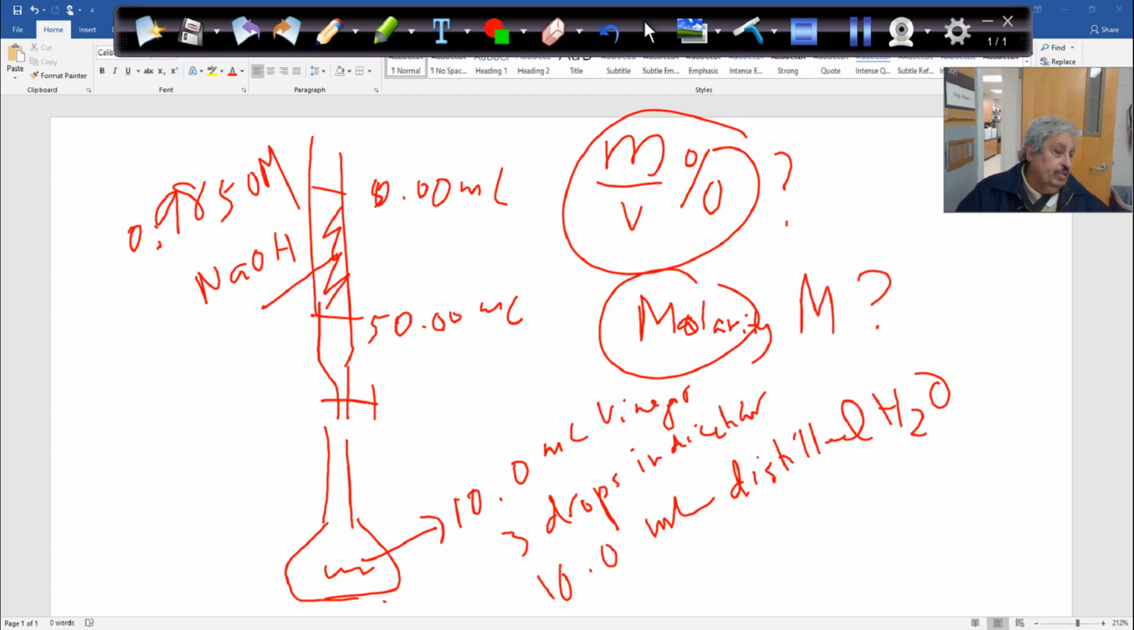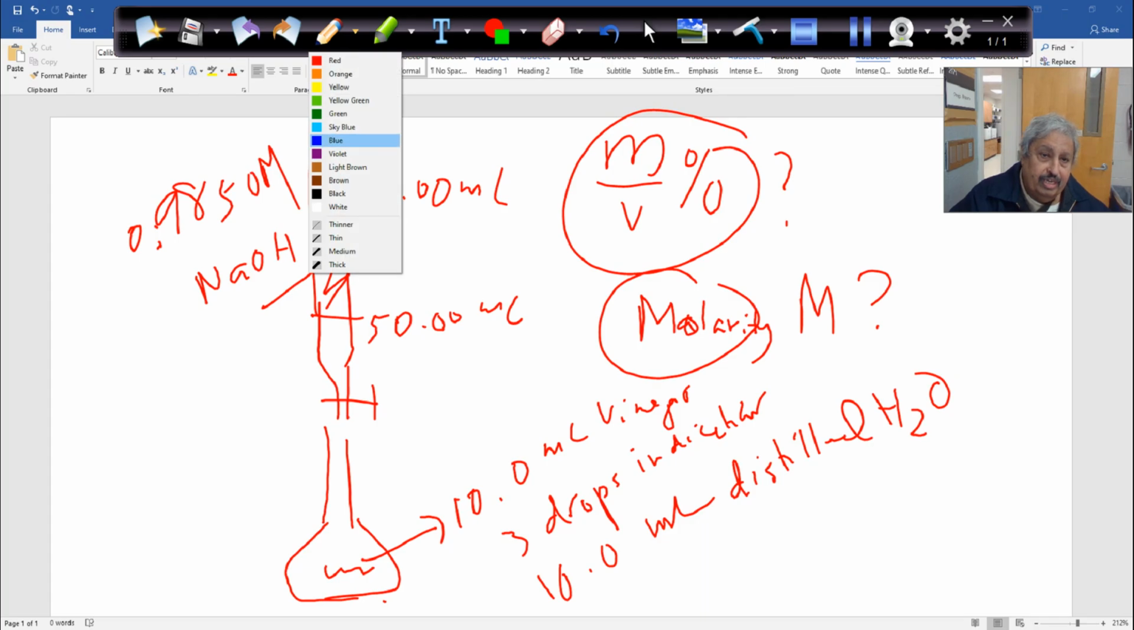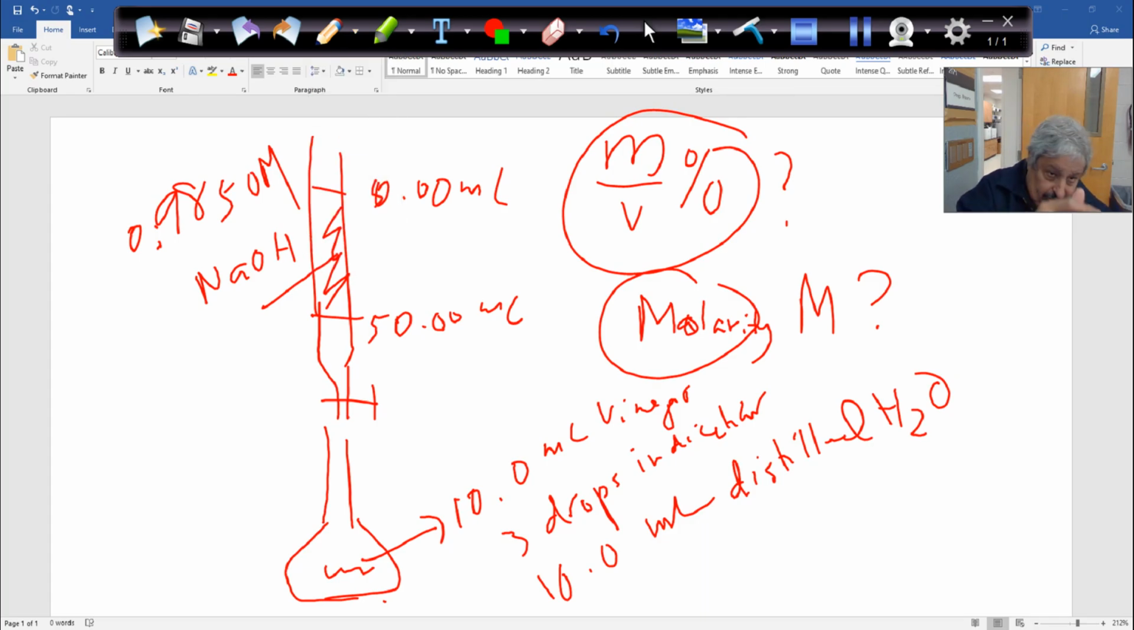Of vinegar. Okay, guys? So, how can we approach this? Well, we have to state that after the endpoint, sodium hydroxide stopped. It consumed about, say, here it is, so say about 30.0 mL. So it took 30 mL to reach the endpoint, correct? So, how do we do this?